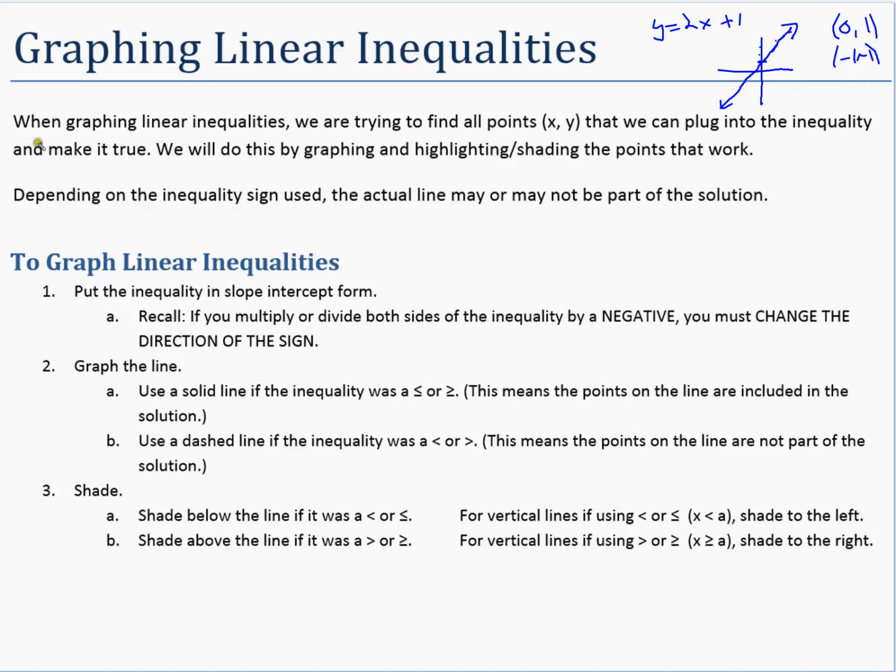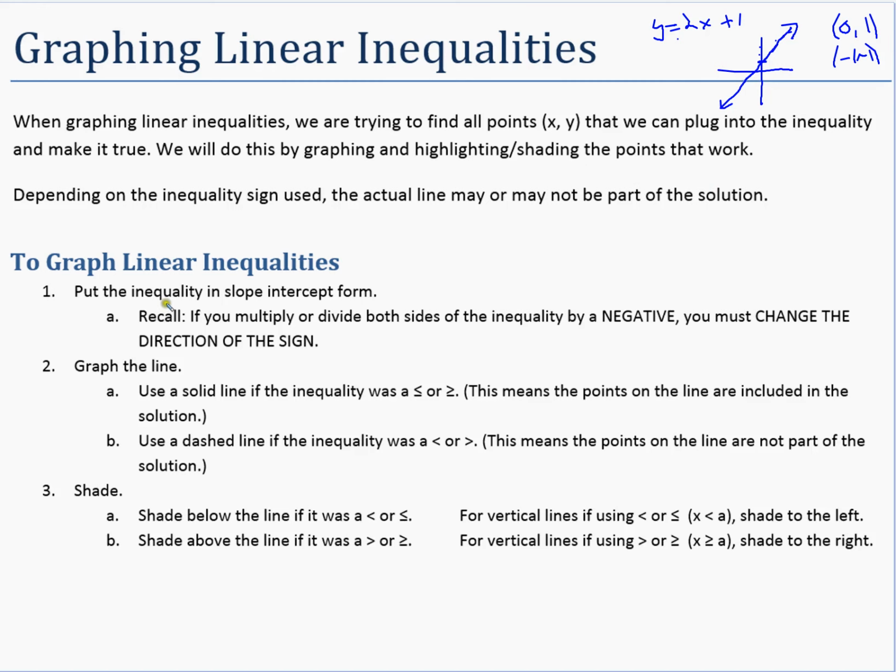So when we're graphing linear inequalities, we are trying to find all points x and y that we can plug into the inequality, not an equation with an equal sign, but an inequality, and make it true. We'll do this by graphing. So we'll graph a line very similar to how we graph this, and then highlight or shade the points that work. So depending on the inequality sign used, the actual line may or may not be part of the solution, and we'll mention that as we go along.